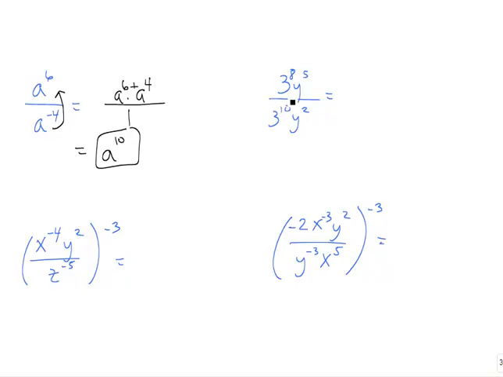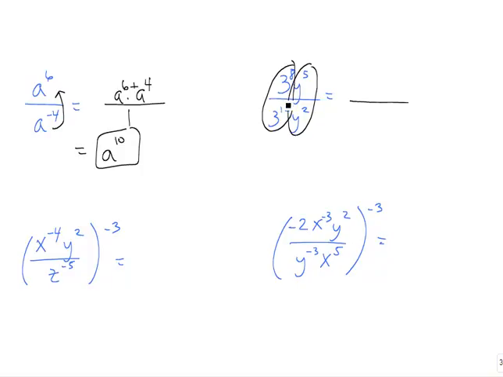On the next example, I have 3 to the 8th, y to the 5th, over 3 to the 10th, y squared. Now the 3's have a common base, and the y's have a common base. So that means I need to simplify each of those. Since I've got 1's on top and bottom, we're going to be using that subtraction rule for our quotient. And to make this a little bit shorter with a little less writing, I'm going to use my shortcut and take the higher power minus the smaller power and put my answer where the larger power started.